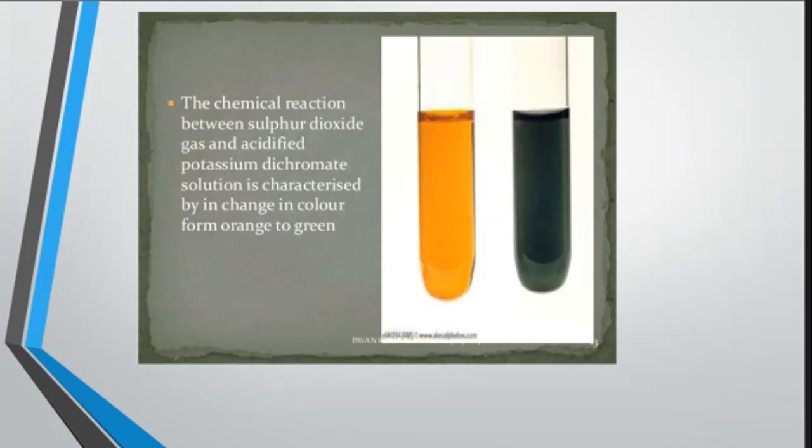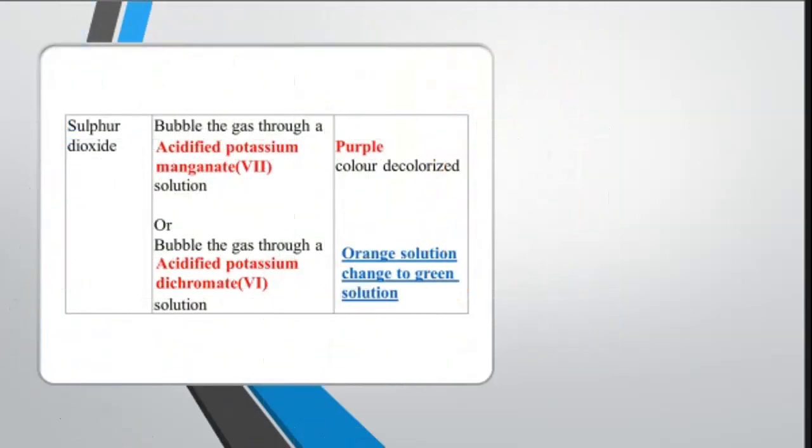Why not potassium permanganate? Potassium permanganate is purple in color. So potassium permanganate will go from purple to colorless, and not orange to green. Acidified potassium permanganate, or manganate 7 as they refer to it, goes from purple to colorless. And with acidified potassium dichromate, it will go from orange to green.